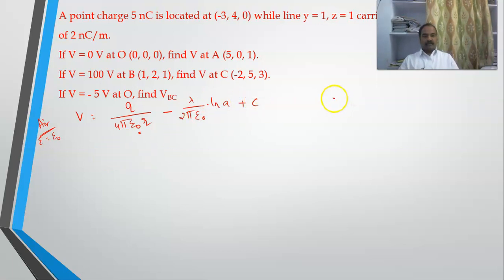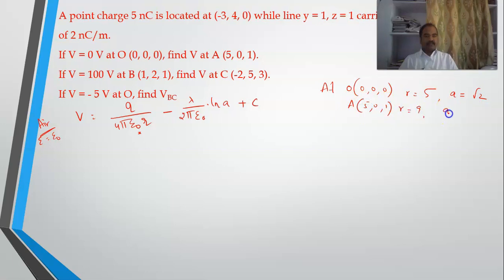So at origin, R is equal to 5 and A is equal to root 2. At point A, which is (5, 0, 1), R is 9 and A is equal to 1. So now I will determine the potential at the origin.